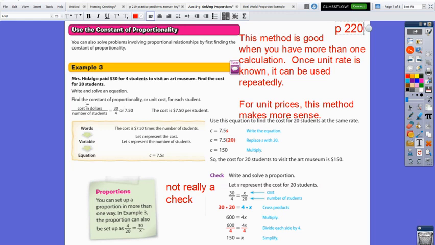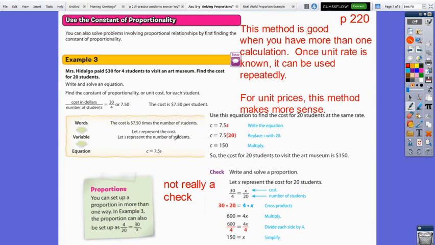You find the constant of proportionality, also known as the unit cost, dollars per student. 30 divided by 4 is $7.50. So if you're looking for 20 students, then you do $7.50 times 20, and you get your answer. Now, the book here writes an equation right off the bat, and since they don't tell you to write the equation, I wouldn't really expect you to do this unless they said write an equation. If you didn't have to write an equation, once you find the unit price, you multiply by 20 to get your answer.